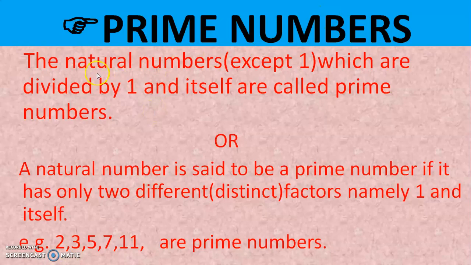What are prime numbers? The natural numbers which are divisible by 1 and itself are called prime numbers. Or you can say like this: a natural number is said to be a prime number if it has only two different factors, namely 1 and the number itself. For example, 2, 3, 5, 7, 11 are prime numbers. All these numbers have two factors, 1 and the number itself.